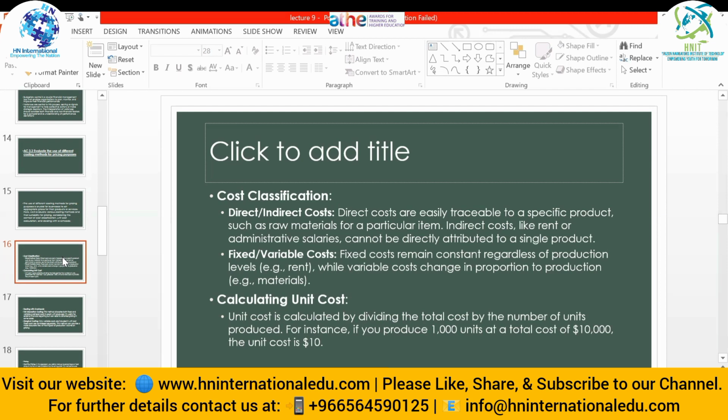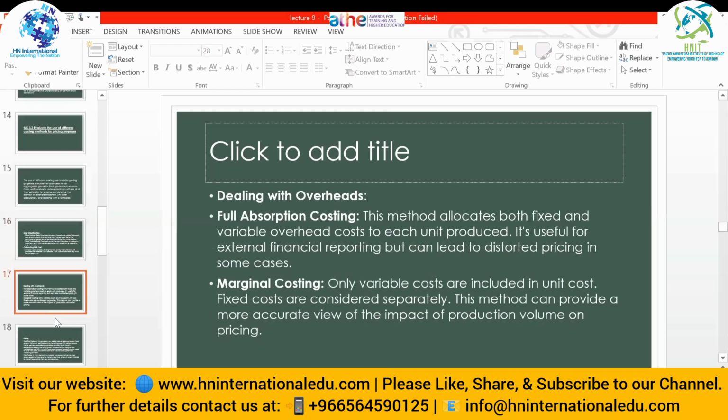For example, if you produce 1,000 units at a total cost of $10,000, the unit cost is $10. Now, this is very easy. It's given in the question. We only have to apply it and jot it down in the formula.